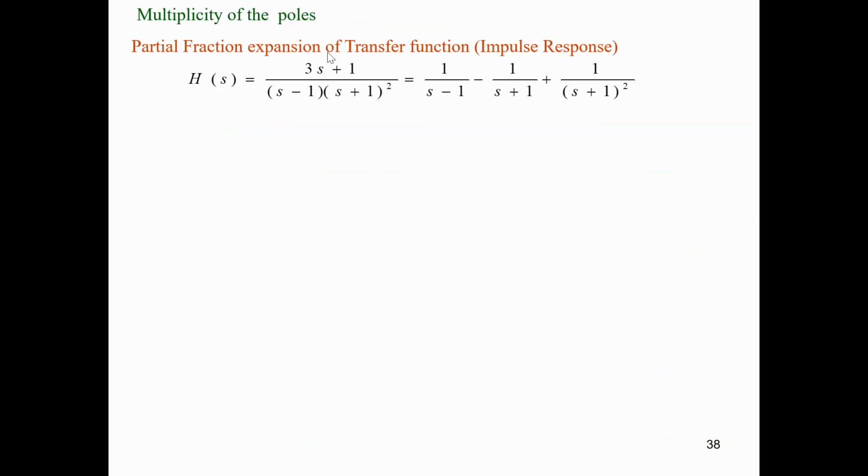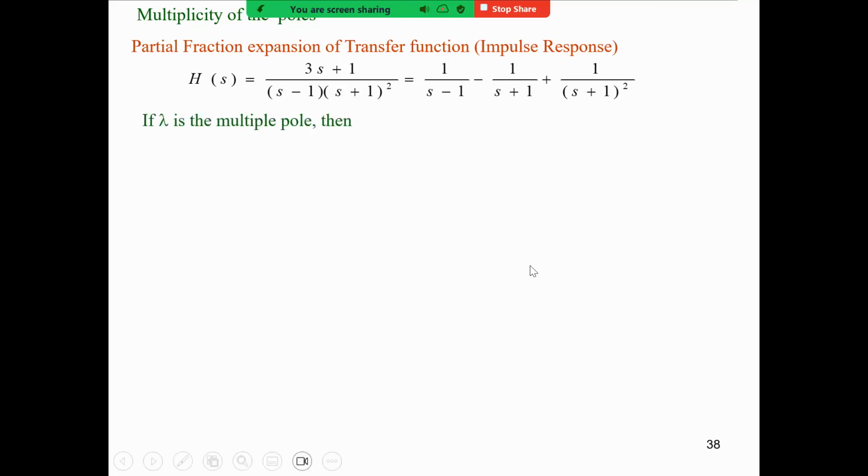But there is some other complicated case. That is where you may have multiple poles at the same position. For example, this is just an example to show this, right? If you do a partial fraction, not only 1 over s plus 1, you may also have a square in the denominator. It means you have the same pole, two poles at the same place. If lambda is a multiple pole, then 1 over s minus lambda squared must be one component.